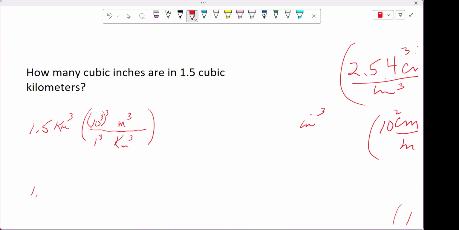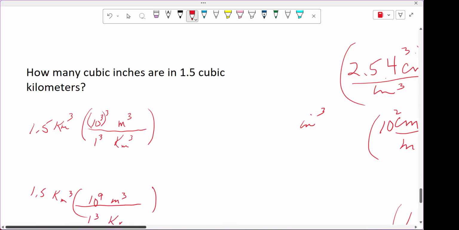Okay, so let's put that down here. How did I get 10 to the 9th? We're going to multiply the external 3 by the internal 3. We're not going to add them, we're going to multiply them. So I'll get 10 to the 9th. All right, now we're in cubic meters.